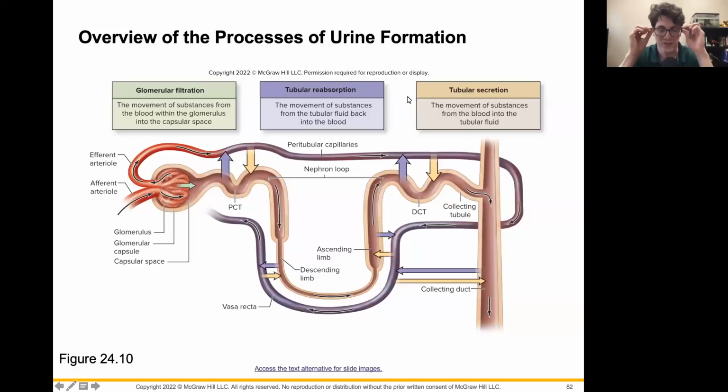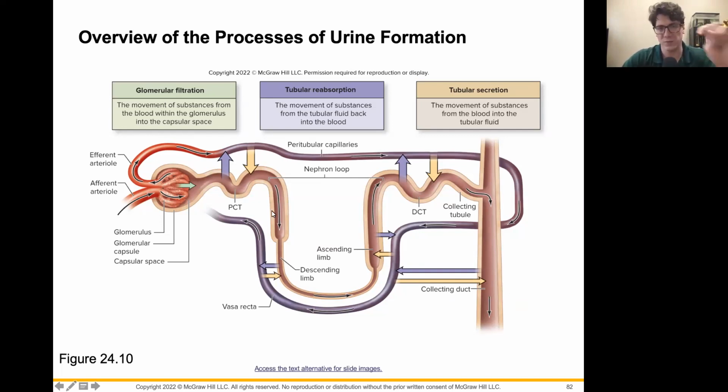Okay, so after we have pushed substances through the filter in the glomerulus, we now have a bunch of substances in the filtrate. Now, this fluid filtrate is going to be moving through the proximal convoluted tubule, through the loop of Henle, and then finally through the distal convoluted tubule before finding a collecting tubule and a collecting duct.